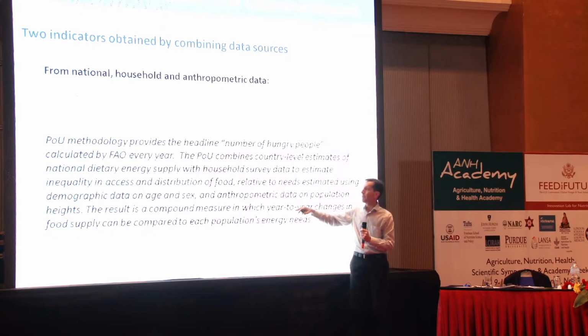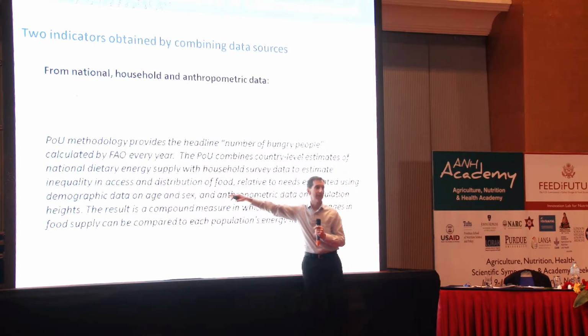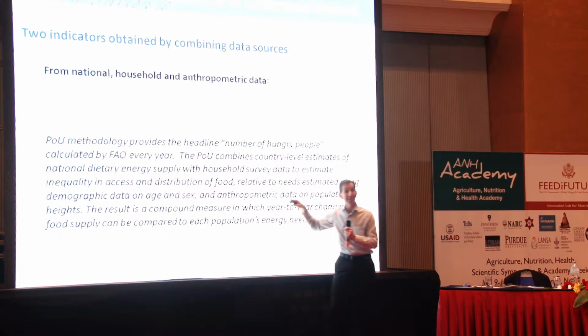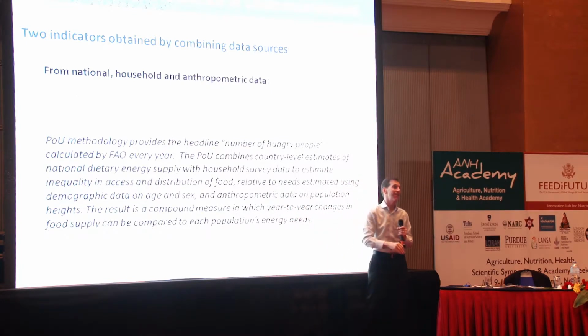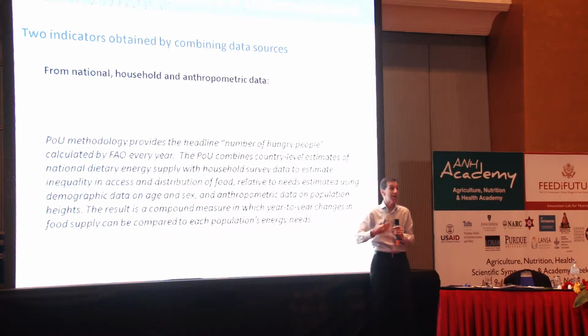So in that way, they combine the country-level observation of total food supply with the household-level observation of family income, with the individual-level observation of heights, in order to construct this estimate of how many people are hungry in the country. And then they add up all the countries to get the total global level of hunger in the world. And you can imagine this is a complicated formula, which is inevitably quite controversial.